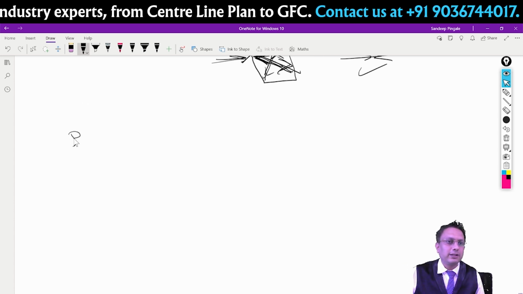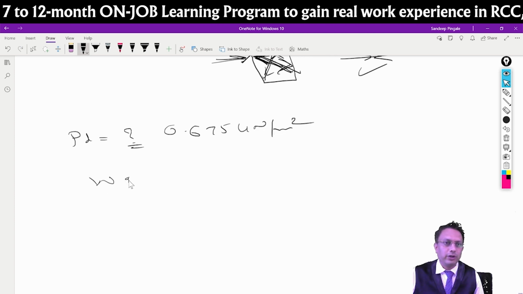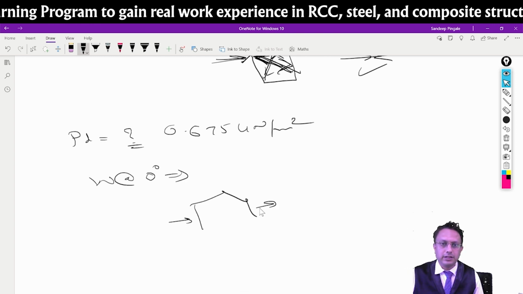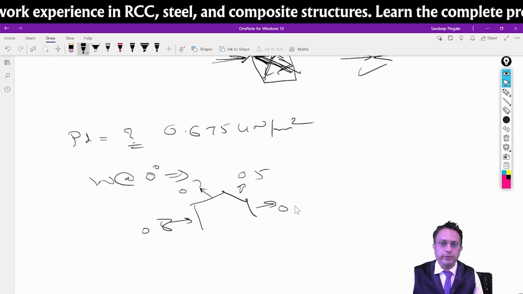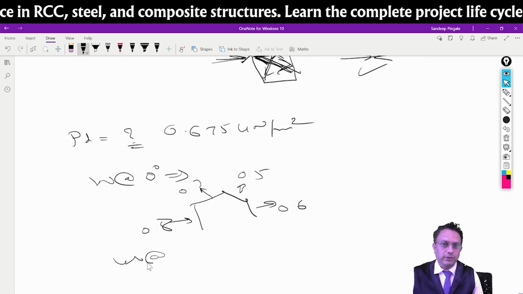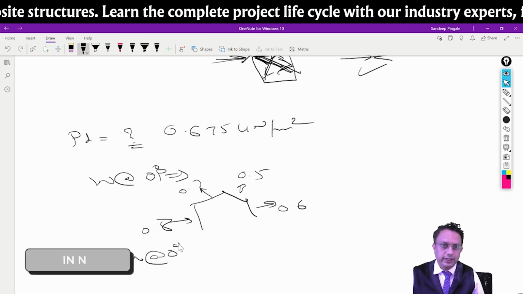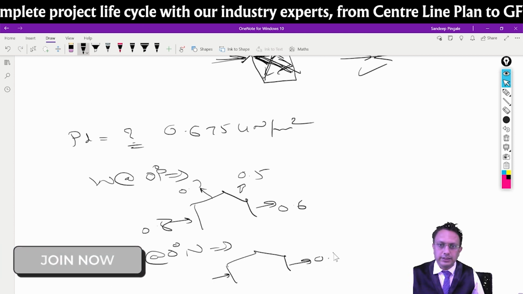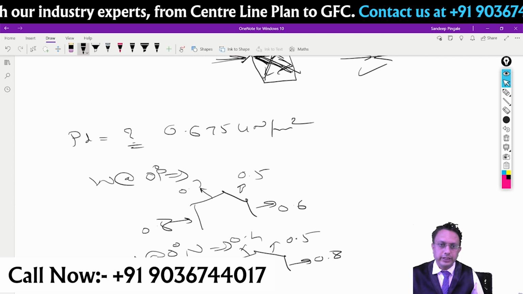After everything, what will we get? The Pd, the pressure coefficient. Let's say, for example, 0.675 kilonewton per meter square. Then W at 0 degrees implies 0.8, 0.7, 0.7, 0.5, 0.6. W at 90 degrees implies, let's say, 0.8, 0.5, 0.4, 0.9.